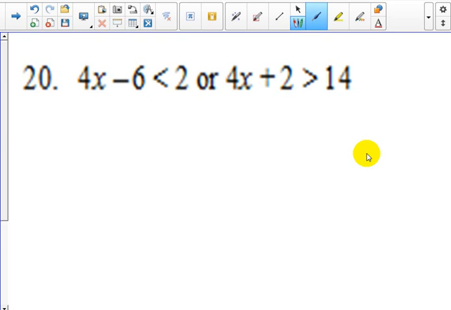The next one, we have an or. Remember, or makes the gap. I say a gap because or makes the gap. Right? So let's solve.